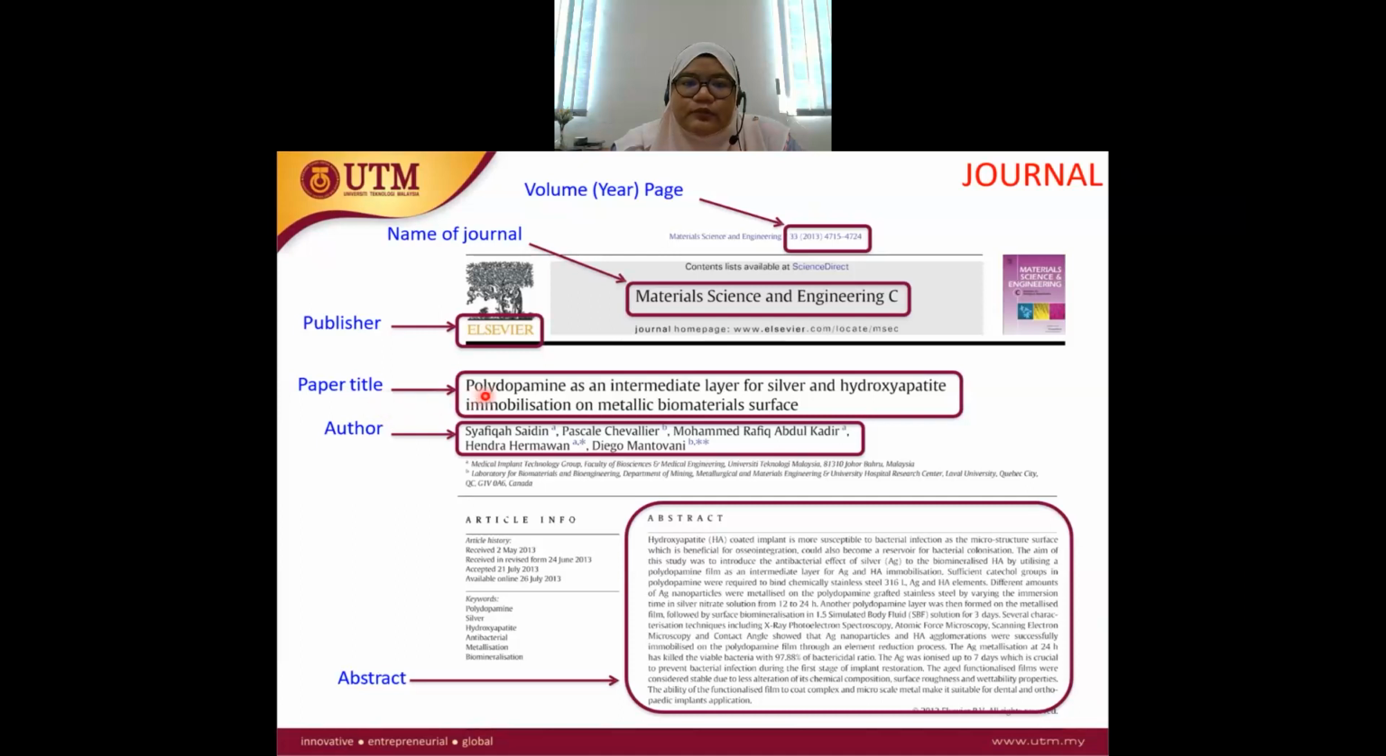Okay, this one is the paper title: polydopamine as an intermediate layer for silver and hydroxyapatite immobilization on metallic biomaterial surface. As you can see here, the paper title is very specific. This one is the list of the authors, and this one is the abstract. When you want to skim your literature review, whether it is suitable for your research or not, you must read the abstract first.